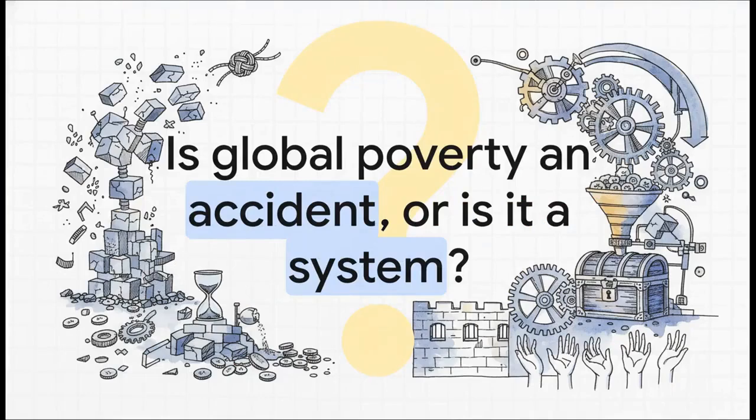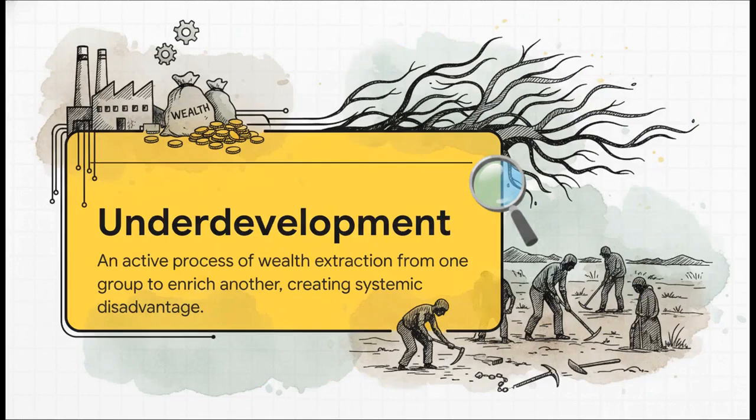Yeah, that's really the core question we're tackling today. Is widespread poverty a bug in the system, or is it a feature? Is it an accident? Or is it the predictable outcome of how the whole thing was built to work in the first place?